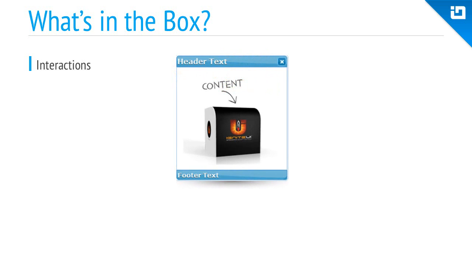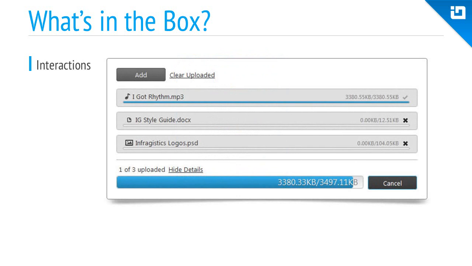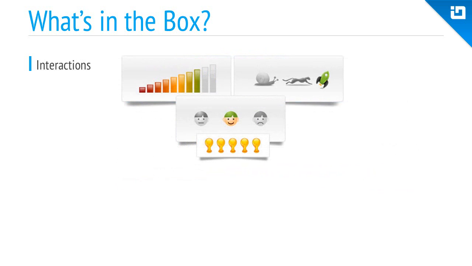There are a number of controls that help users interact fluidly with your applications. The IG dialog window helps create modal and non-modal windows. The file upload control supports multiple and single file uploads with cancellation abilities and themable progress bars. Sometimes ratings are done with more than just stars. The IG rating control allows you to create custom rating experiences for your users.